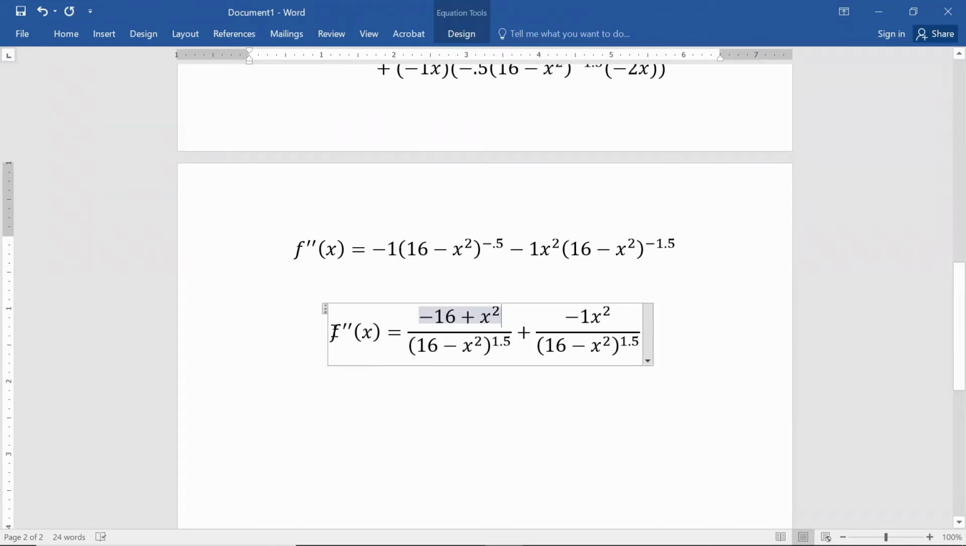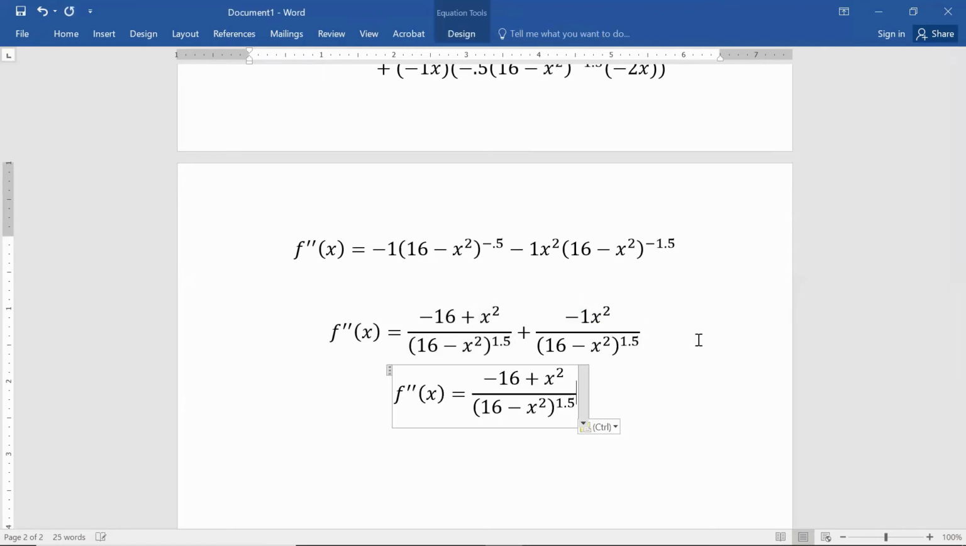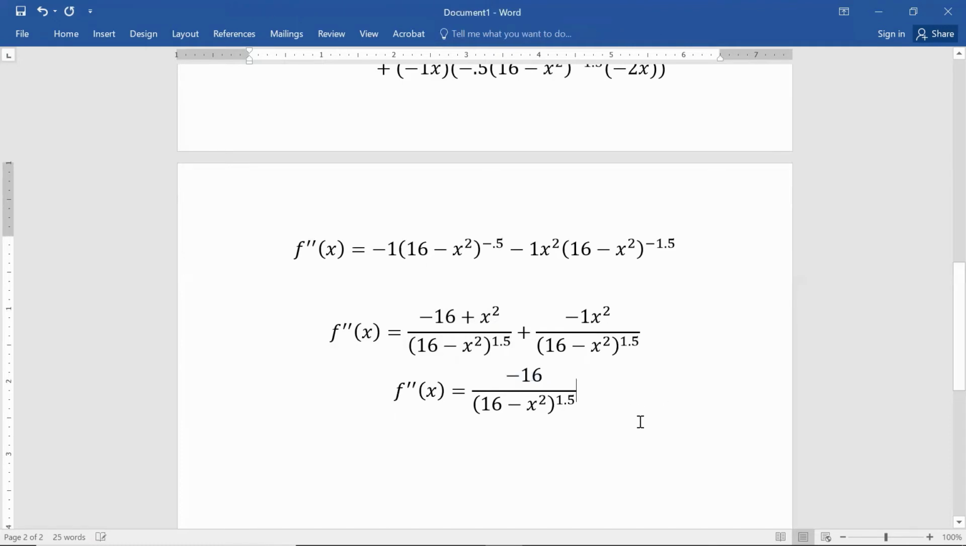Notice what's going to happen here. My second derivative is going to simplify this. We're going to combine the x squared and the minus 1x squared, and they cancel each other out. My second derivative is simply negative 16 divided by 16 minus x squared to the 1.5 power.